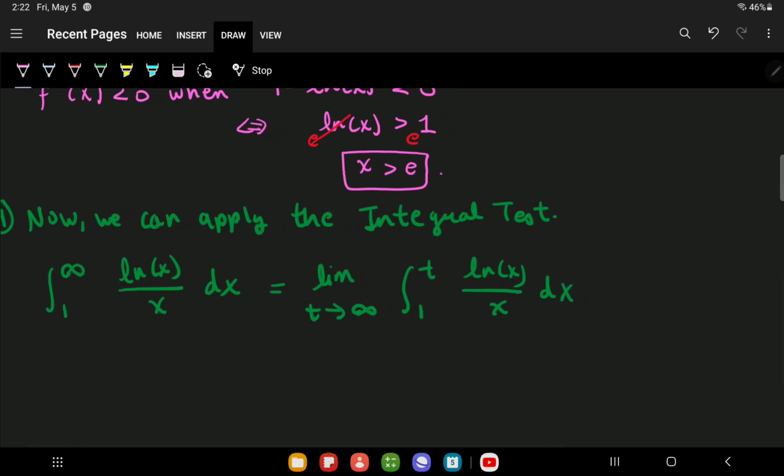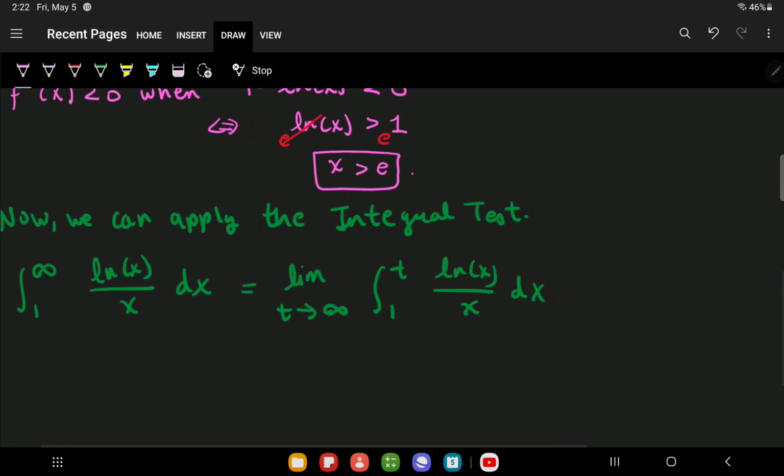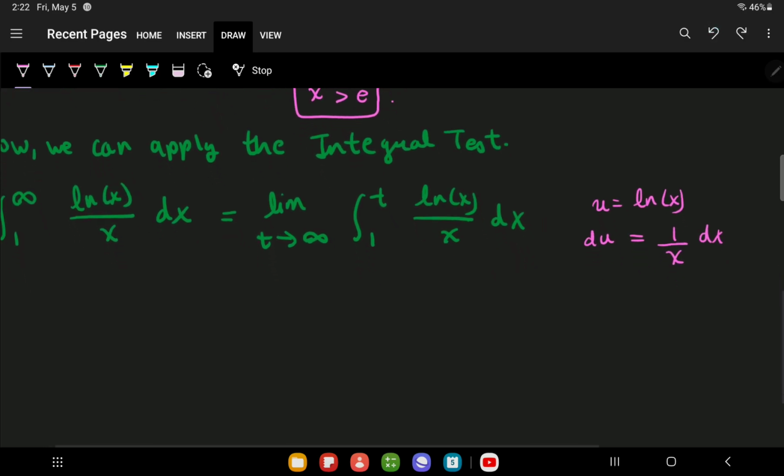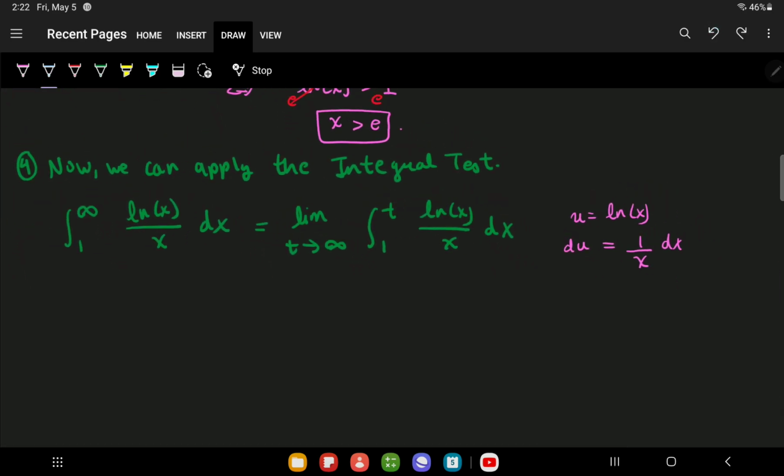This is a classic u substitution problem. We have u equals natural log of x. If u is ln, what's du? Du is 1 over x dx, and that takes care of this portion. On this side, I'll do some scratch work. This is basically the integral of u du, since du takes care of 1 over x dx. Integrating that, we have u squared over 2, plus c technically.